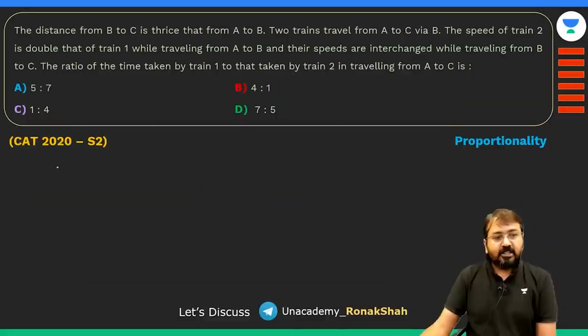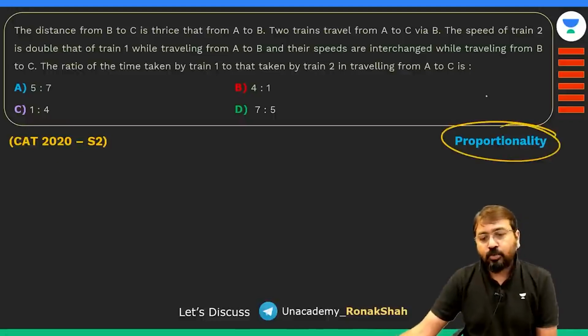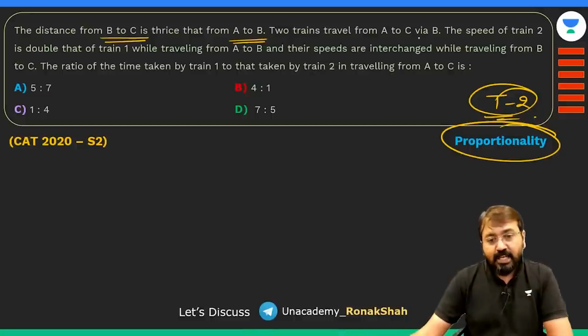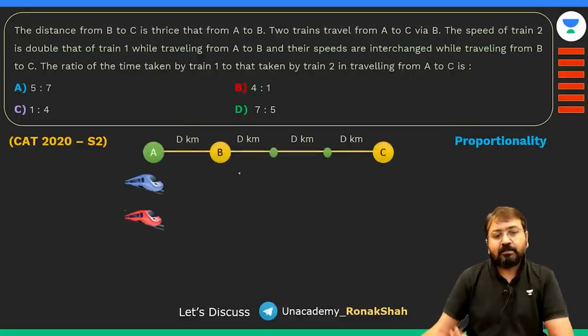Now let's look at another question which is based on variety 2, type 2, which is proportionality. Okay, so the question is, the distance from B to C is thrice that from A to B. Two trains travel from A to C via B. Okay, let me just show you this figure. So the figure looks something like this.